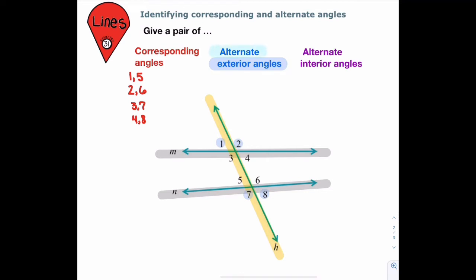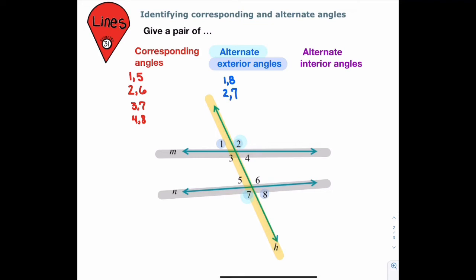Now, alternate means that you're alternating, you're jumping back and forth across the yellow line. So if you're angle 1 and I jump across the yellow line to another exterior angle, that's going to match up with 8. Or angle 2, jumping across that yellow line, we're going to go over there to 7. So our alternate exterior angles are 2 and 7.